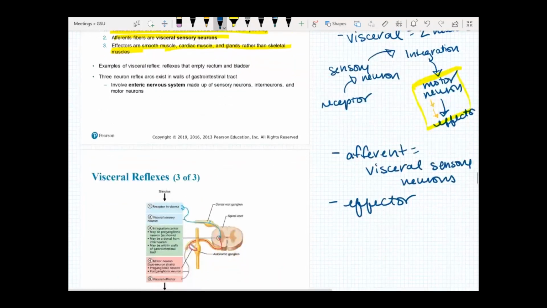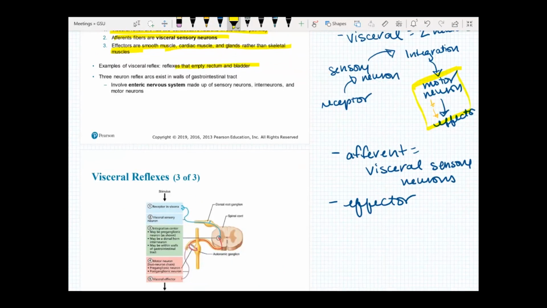So an example of a visceral reflex, these are the things that will empty your rectum or empty your bladder. It is involuntary. You don't necessarily really think about this process. It does need to happen, but it is a receptor, sensory neuron. You're feeling full. Your integration center, you need to know what to do. Your motor neuron will have that 2-step sequence, and your effector will act on your smooth muscle in your bowels and your smooth muscle in your bladder in order to release those.